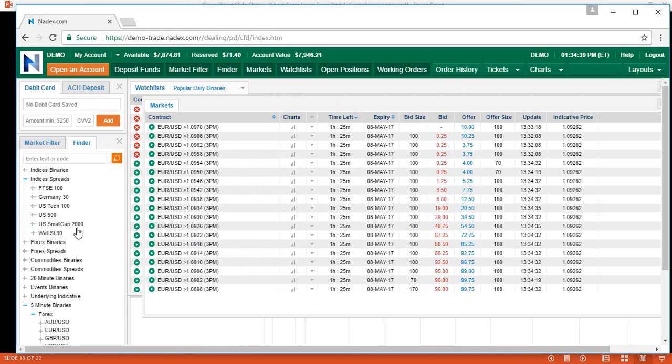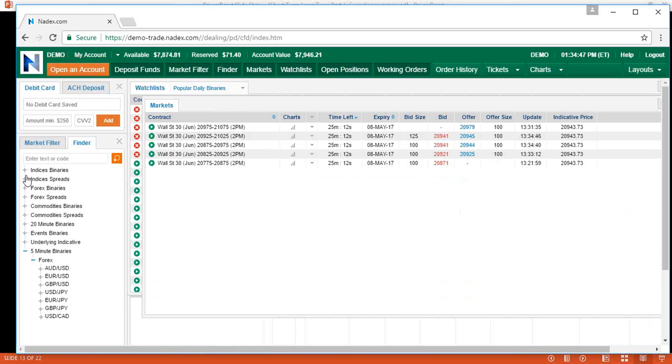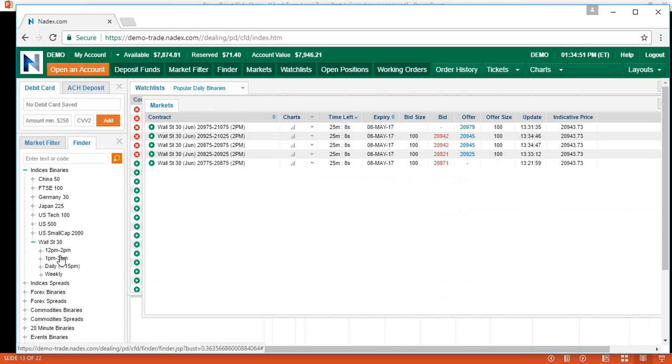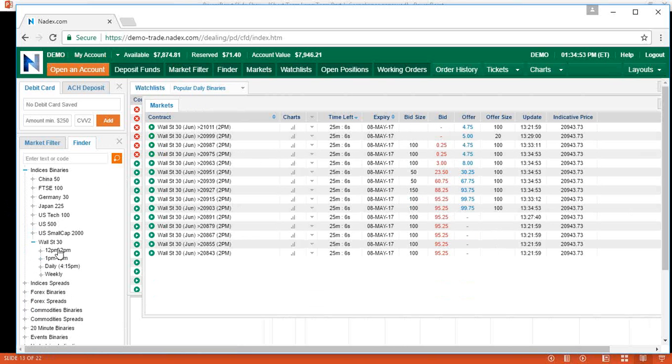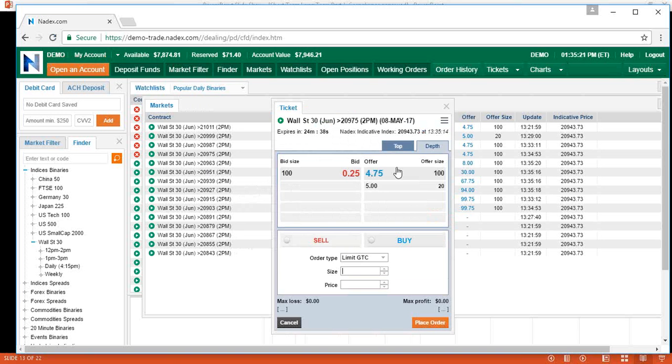So let's look at the Dow, okay? Let's look at the Dow right now. What do we have that expires at, oh, I'm looking at spreads. We need binaries. Let's look at the Dow for 2 o'clock. All right, so let's see here. All right, let's take a look at 975. Okay, so this strike right here, 0975.